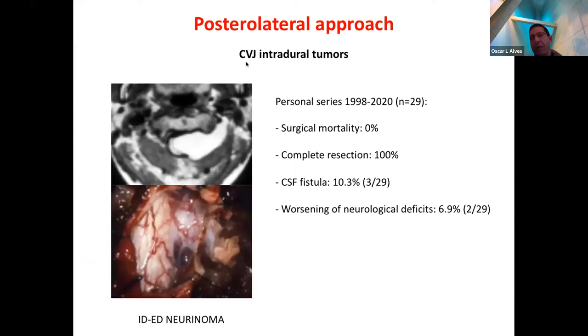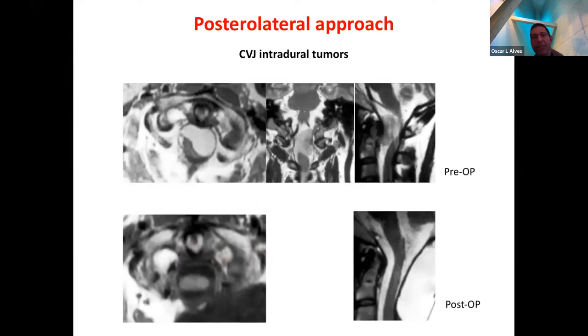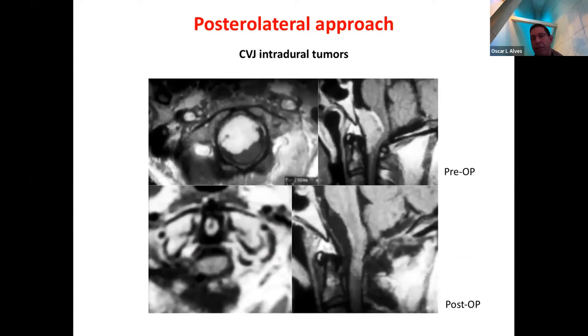This is my personal series: 29 cases, no surgical morbidity, complete resection, 3 cases of CSF fistula that were solved without any problem, and only 2 cases in 29 of worsening of neurological deficit. Without this technique of mobilizing the vertebral artery, this is going to be very hard to achieve those results. And this is some of our cases, pre and post-operative.